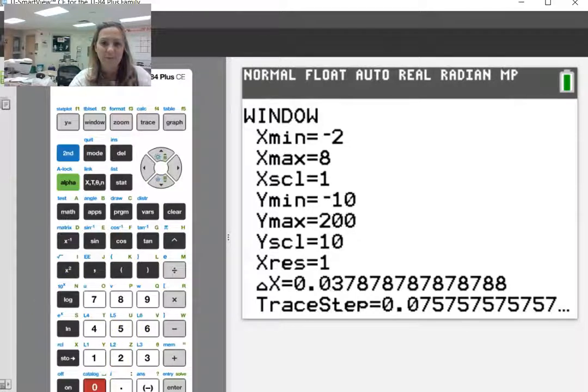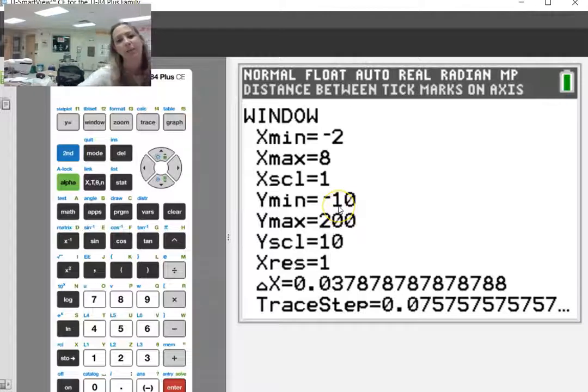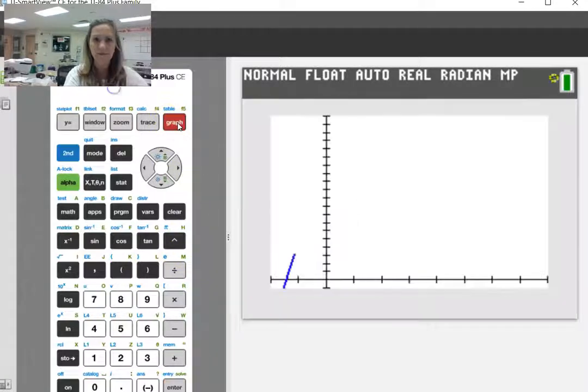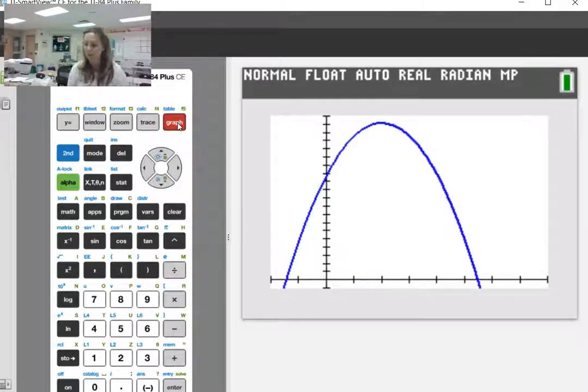Maybe I could try a Y max of 200 instead. And again, the Y min, I set it as below the axis just so that I can see the axis when I'm graphing. So let's try that. And I can graph, and that looks much better.